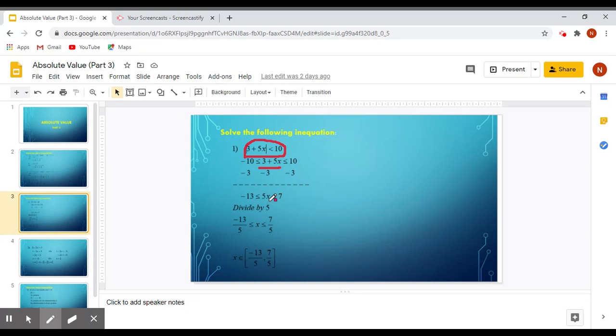Now I want to get the x, so I have to divide the 3 sides by 5. And this becomes minus 13 over 5, and this becomes 7 over 5. So x falls in the closed interval minus 13 over 5, 7 over 5.